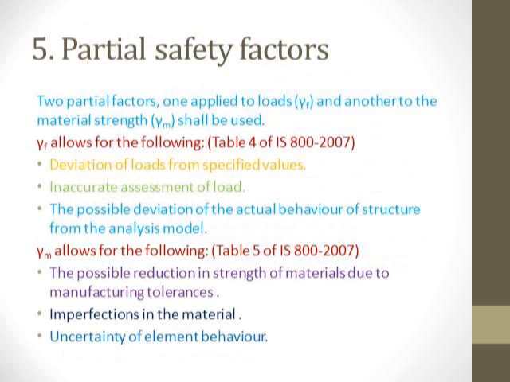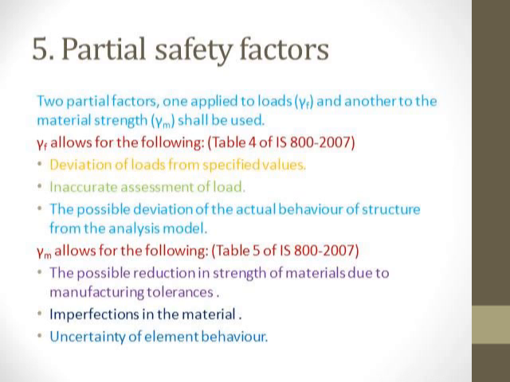Now let's see about the partial safety factors. As we discussed, we have the partial safety factor in the design strength formula and also in the design action. So there are basically two types of partial safety factors: one applied to the loads, that is gamma f, and the other to the materials, gamma m. Gamma f allows for the following points: deviations of the loads from the specified values, inaccurate assessment of the loads, and the possible deviation of the actual behavior of the structure from the analysis model.